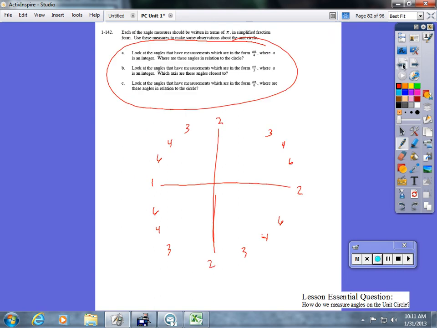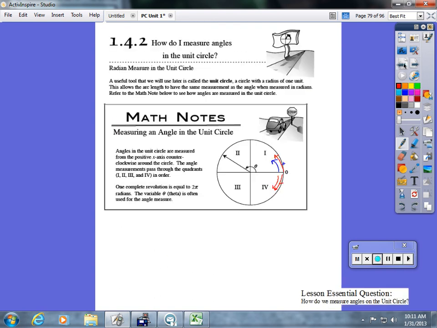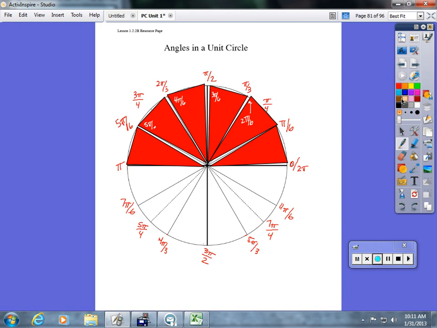However, I would rather you employ a concept that you learned in Algebra 2 about reflecting. If I know what 2 pi over 3 is, a negative, we all know from Algebra 2, reflects about the x-axis. So if I take this angle and I reflect it about the x-axis, where do I end up? I end up at 4 pi over 3.